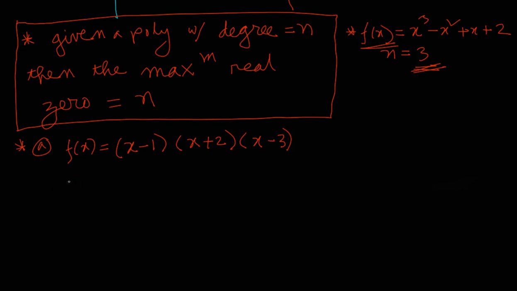So I know that to find a real zero, I equate it to 0. So 0 equals (x − 1)(x + 2)(x − 3).